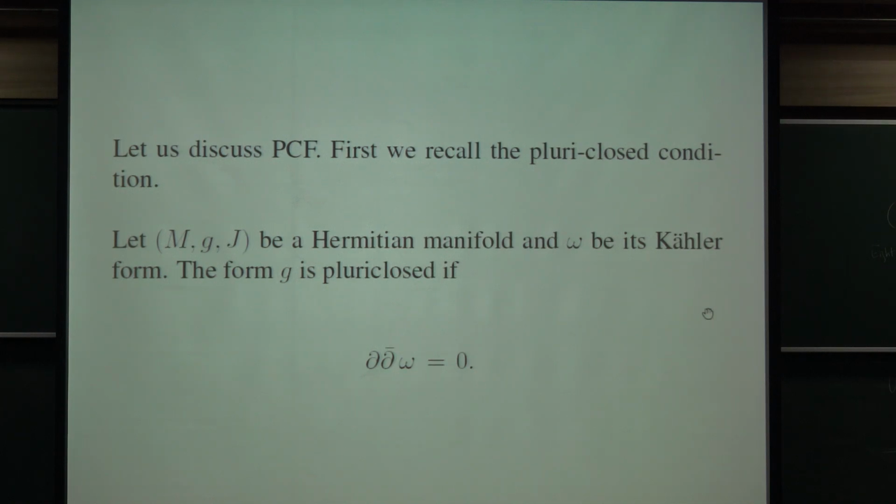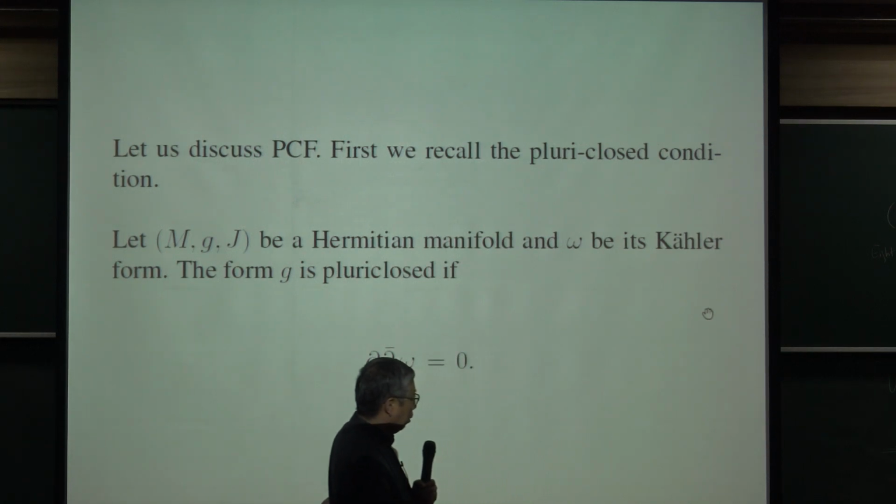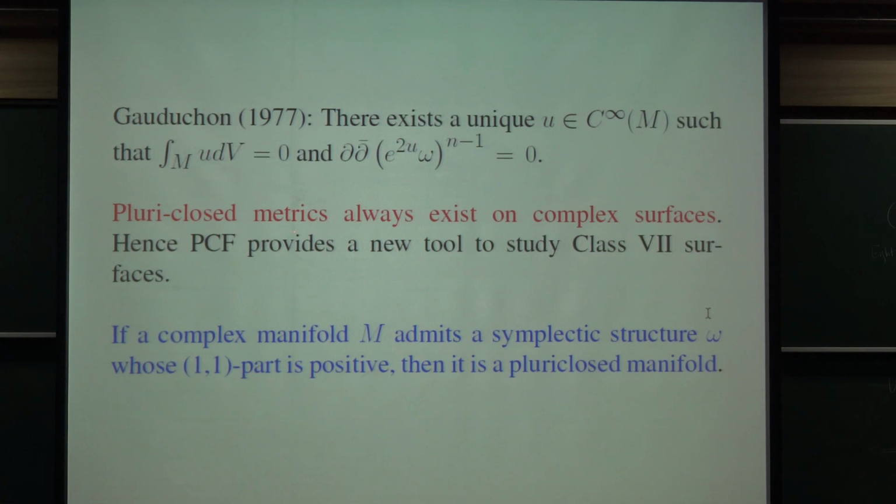Okay. So this is weaker than this condition, d omega equals 0, right? d omega equals 0 certainly implies this, okay? And interestingly enough, this condition is always true for complex surfaces. This is because it's a simple result of Gauduchon. So the pluriclosed metric always exists on a closed Riemann surface, complex surfaces. So, for example, then the pluriclosed flow will provide a new tool to study class 7 surfaces.